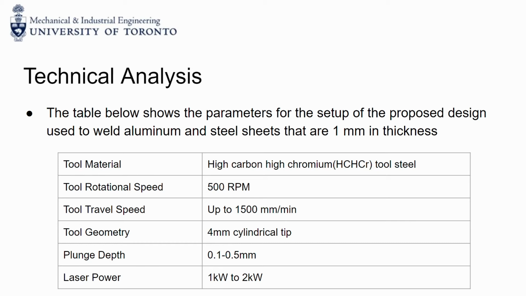And then if you notice, a low tool rotational speed of 500 RPM, since the heat is being supplemented from the lasers, but also because literature has shown that lower RPMs result in a smaller intermetallic compound layer. Tool travel speeds up to 1500 millimeters per minute, which have been suggested by studies looking at laser-assisted friction stir welding. And finally, laser power, which we've seen in the range of 1 to 3 kilowatts in literature, which would be controlled by the temperature you would desire in the joint.